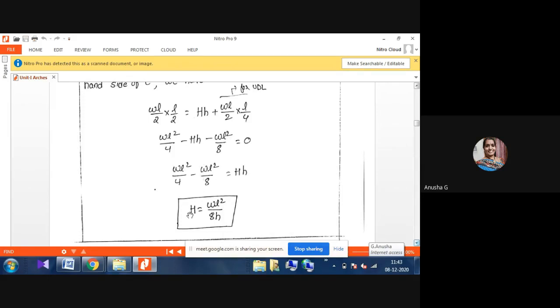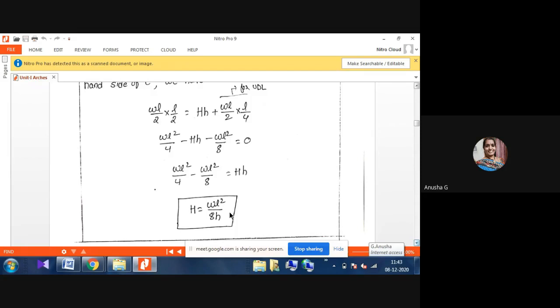We have to find the capital H, horizontal thrust, equals WL square by 8 into h. This is our derivation. 1 by 4 minus 1 by 8 equals 1 by 8. Here we will get WL square by 8 into small h. This is our derivation for our three-hinged parabolic arch carrying the UDL. The horizontal thrust H equals WL square by 8h. Very simple. If you solve clearly and understand easily, then you can get the full marks.